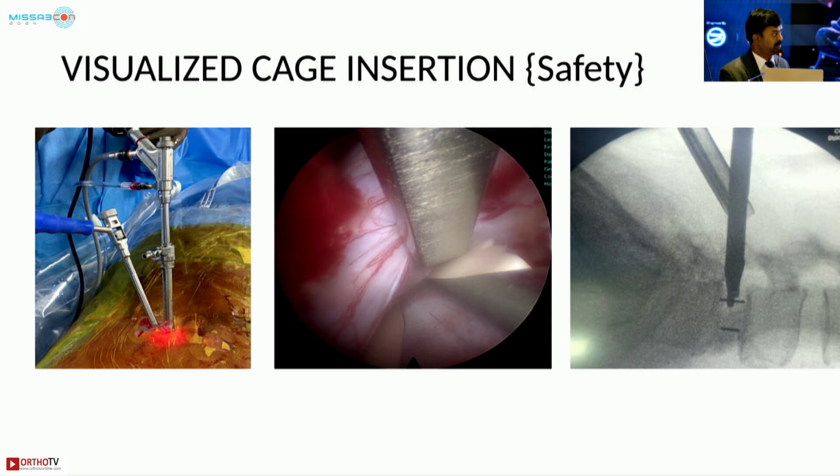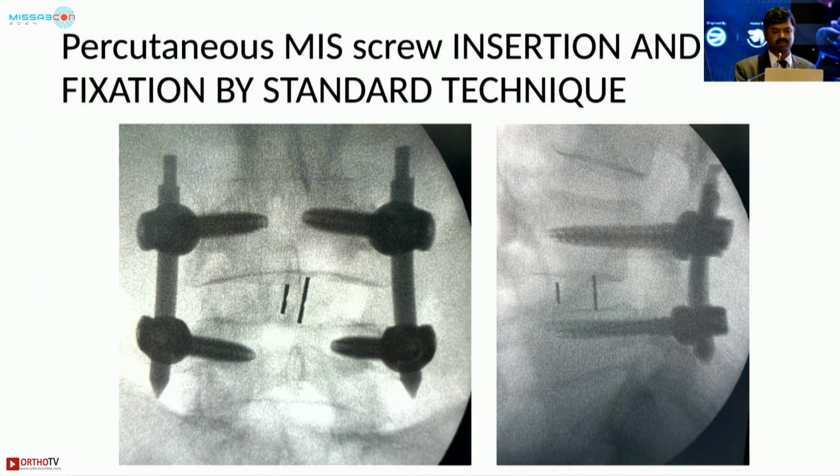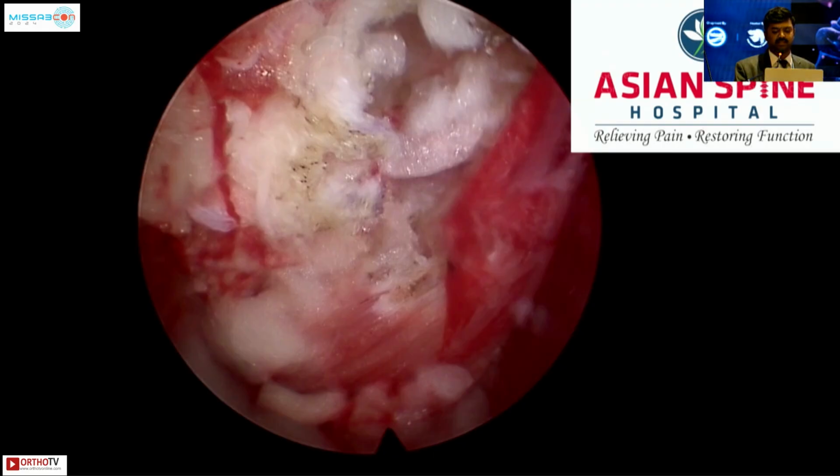Once the graft is packed, the biggest advantage of this technique is that the cage insertion is visualized. You are seeing what you are inserting, your root is protected, and you are inserting the cage. You are absolutely sure that you are not injuring the root. This is the endpoint. I'll just go through a small video so you can see how it's done.